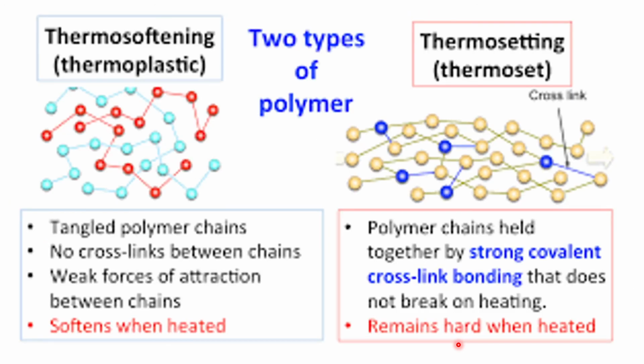This is the figure where you can see the case of thermosoftening or thermoplastic polymers. These are tangled polymer chains. You can see no cross-linking between the chains, only weak forces of attraction between the chains. But when you heat it, it becomes soft, and when you let it cool, it becomes hard. While in thermosetting polymers, there is cross-linking between the monomeric chains, and a strong covalent cross-linking bond that does not break on heating. It remains hard even when it is heated.